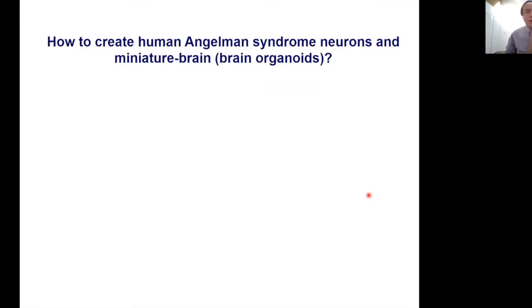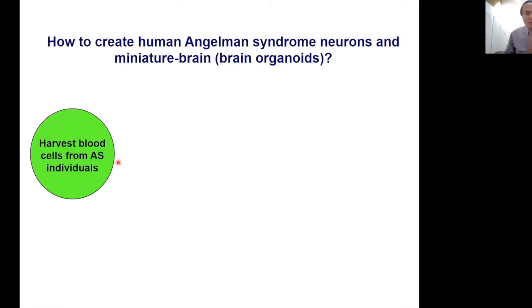That's basically the rationale behind this project. Ideally you want to study the human brain or human neurons, which oftentimes is not feasible in the laboratory. So what's the alternative? Is there any possibility we can create a human Angelman neuron or a miniature brain mimicking the human brain? Now you can really test the idea in human-derived neurons.